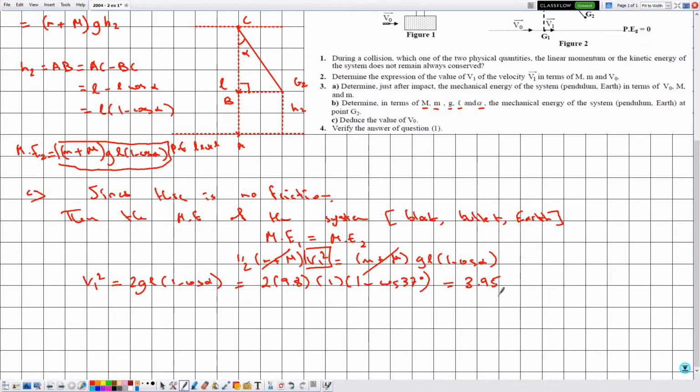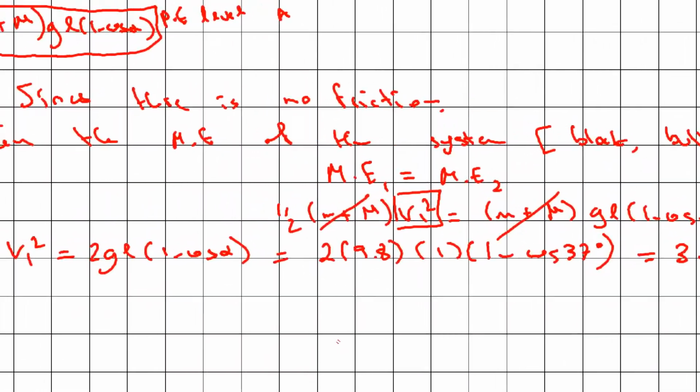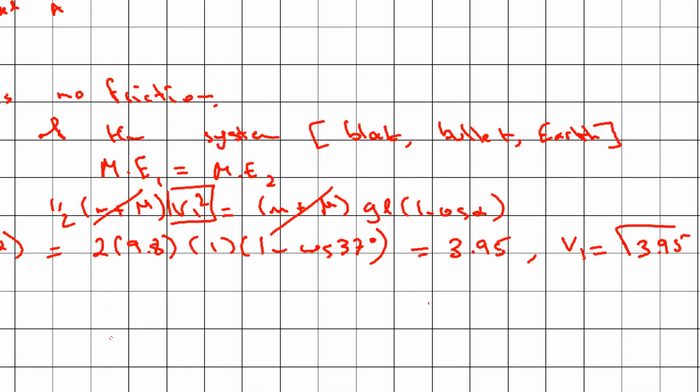Now in this case, V1 would be the square root of 3.95, which is equal to almost 2. Now because everything is expressed in the SI, the speed of V1 would be given in meters per second. Now notice that here I didn't place any unit for V1 square, because it's not V1, it's V to the power 2. So here if you want to place a unit, it must be meters square per second square.